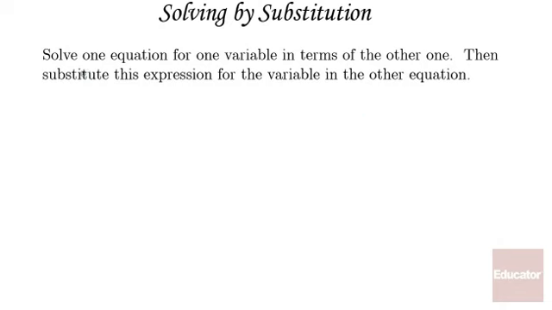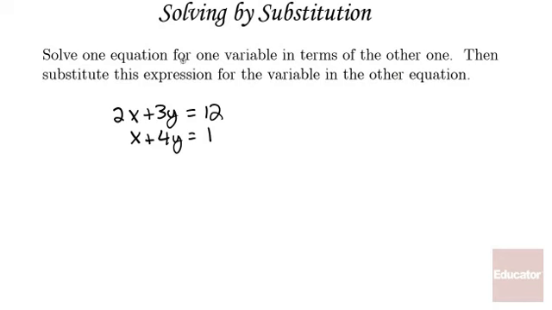First, we're going to review solving by substitution. Jotting down a system of equations, 2x plus 3y equals 12, and the second equation in the system is x plus 4y equals 1. In this method, you're going to solve one equation for one variable in terms of the other variable. Then, substitute the expression for the variable in the other equation. Let's look at what this means.